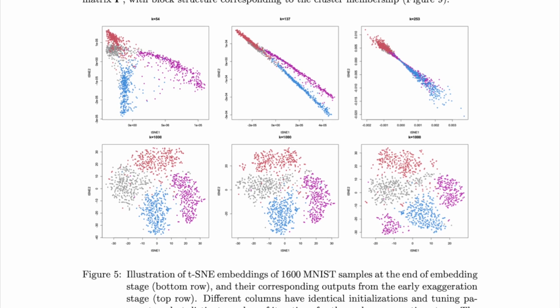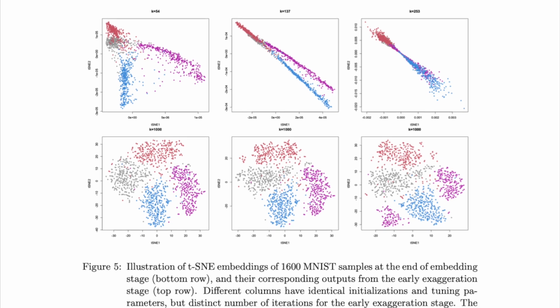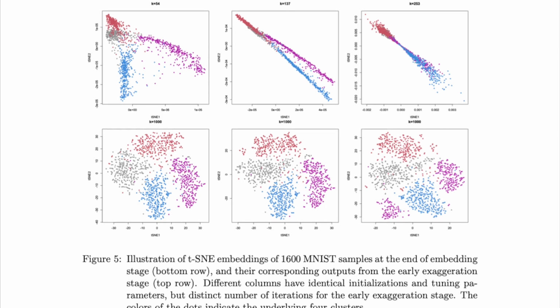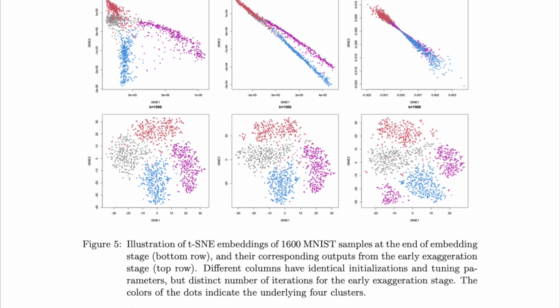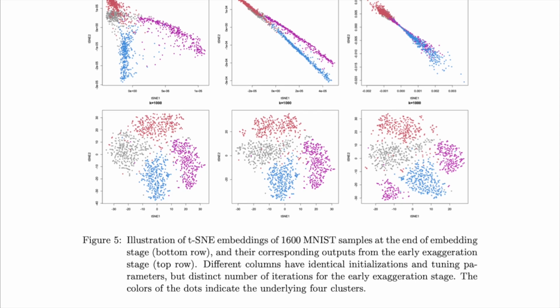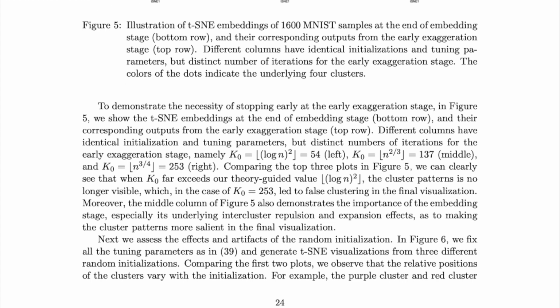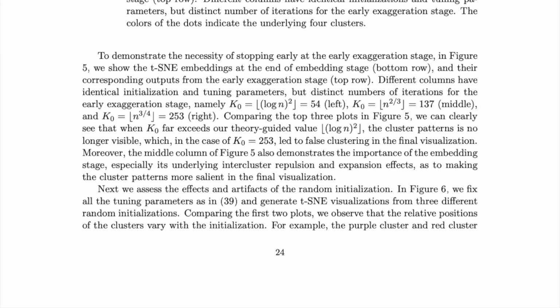Figure 5. Illustration of t-SNE embeddings of 1600 MNIST samples at the end of the embedding stage, bottom row, and their corresponding outputs from the early exaggeration stage, top row. Different columns have identical initializations and tuning parameters, but distinct numbers of iterations for the early exaggeration stage. The colors of the dots indicate the underlying 4 clusters. To demonstrate the necessity of stopping early at the early exaggeration stage, in Figure 5 we show these embeddings, with K0 equal to log n, which is 54, on the left, K0 = 137 in the middle, and K0 = 253 on the right.